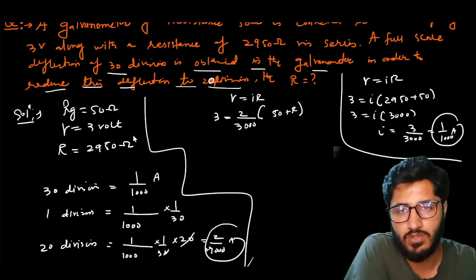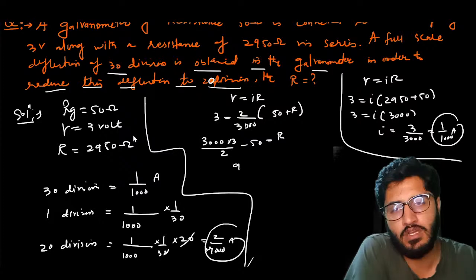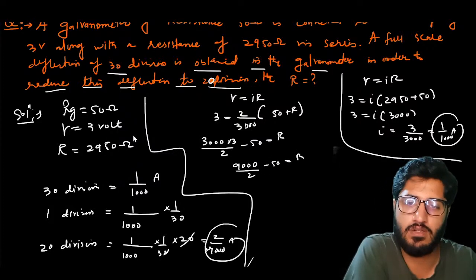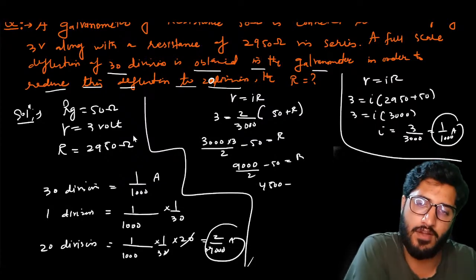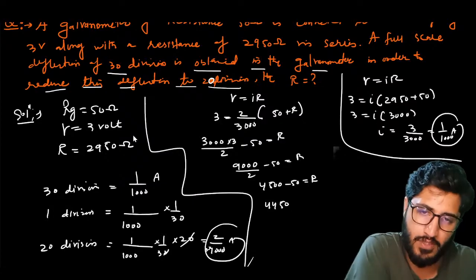Okay. So I will write it as 3000 into 3 divided by 2 minus 50 equals R. 9000 divided by 2 minus 50 equals R. 4500 minus 50 equals R. It is 4450 ohm equals R.